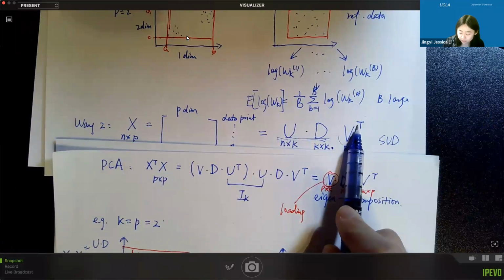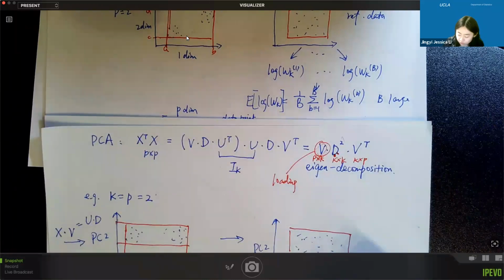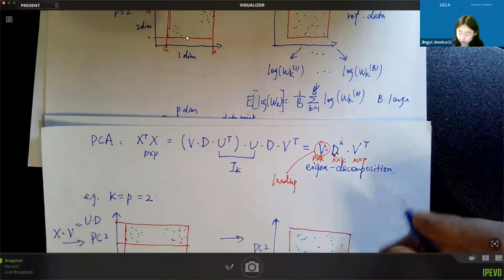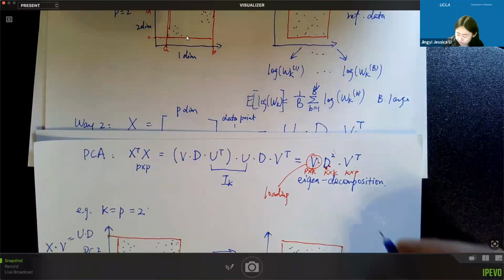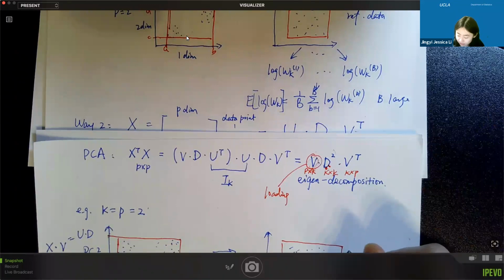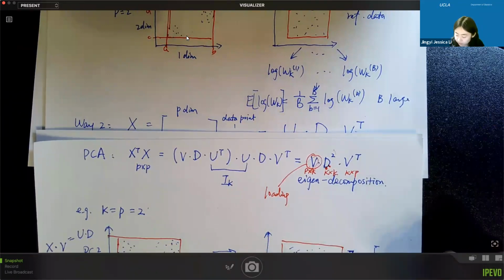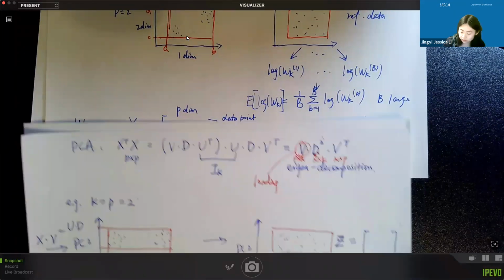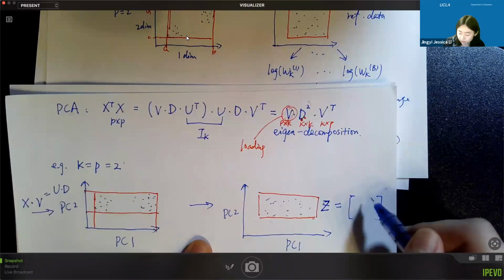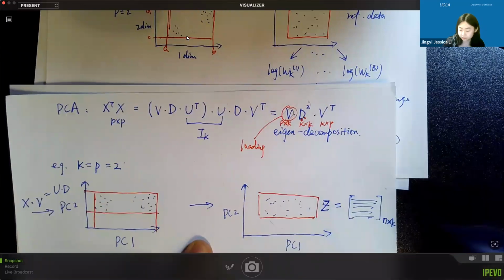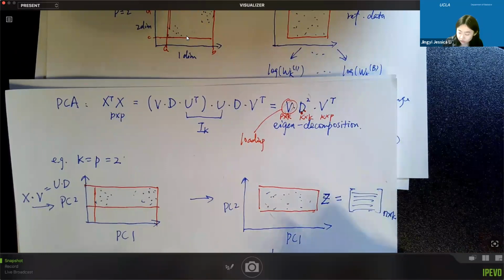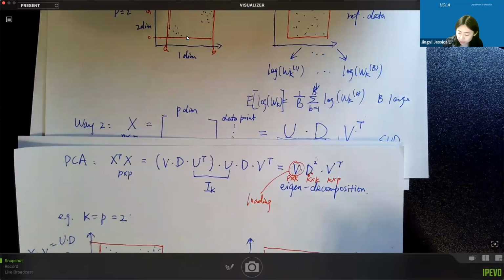Take this matrix and call it the Z matrix. This Z matrix will include my new data points, so it will be n by k. Here k equals 2, but it's basically my new data points in the rows. Then what I would do is Z times V transpose.